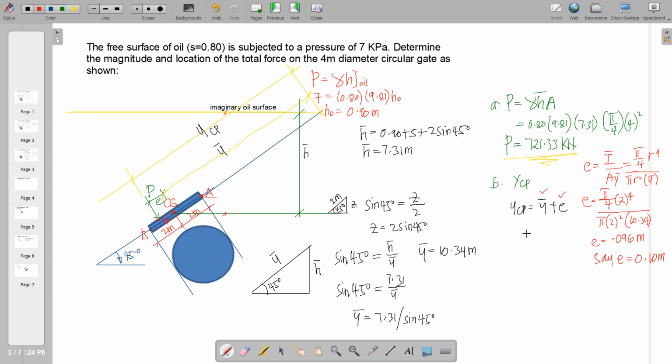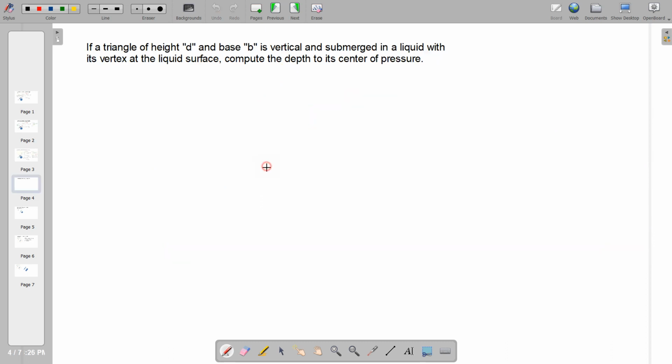So we can now compute the location of the center of pressure up to the liquid surface. That is 10.34 plus 0.1. We can have 10.44 meters. So this is the location of the force on this 4-meter diameter circular gate as shown. So moving on to the next problem.